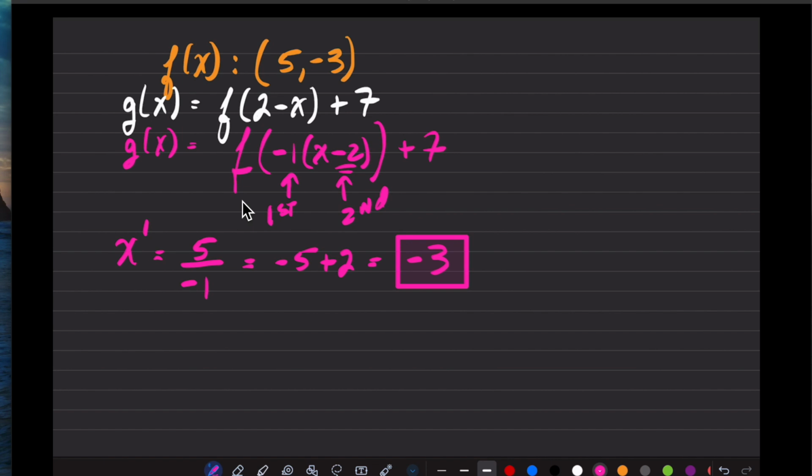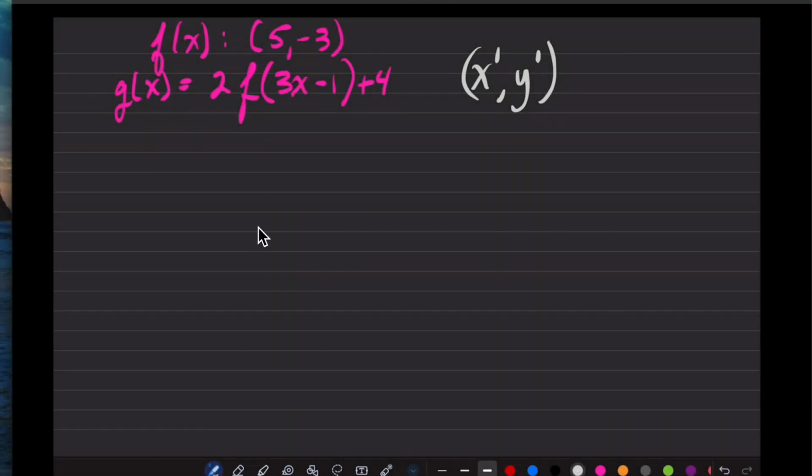Our y value is always easier. We're going to do y prime is going to be equal to the a value, which is positive 1, times y original, which is negative 3, and we're going to do exactly what we see, which is add 7, and our new point is going to be negative 3, comma 4.